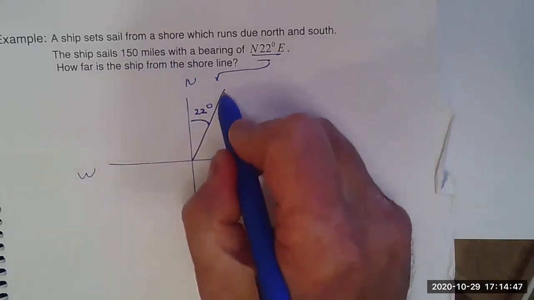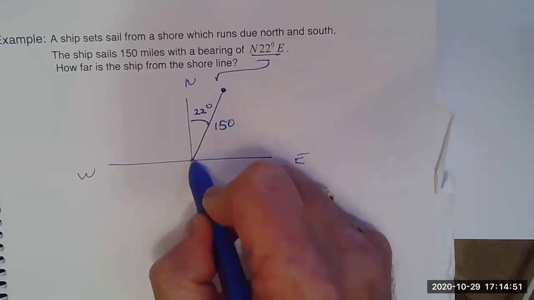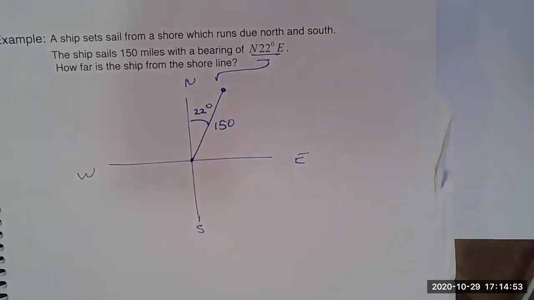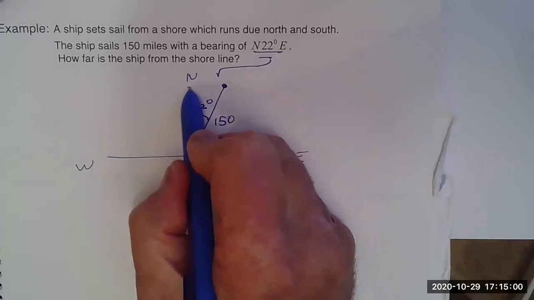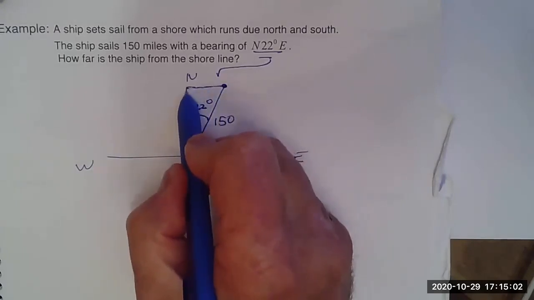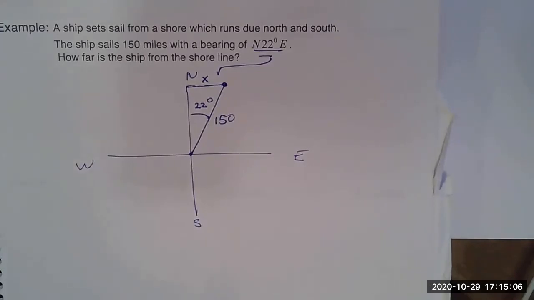So this is right here. This is 150 miles right here from the shoreline to right there. So he's in quadrant number 1. How far away is the ship from the shoreline? So he wants to know, like right here, call that X. How far away is X to the shoreline?